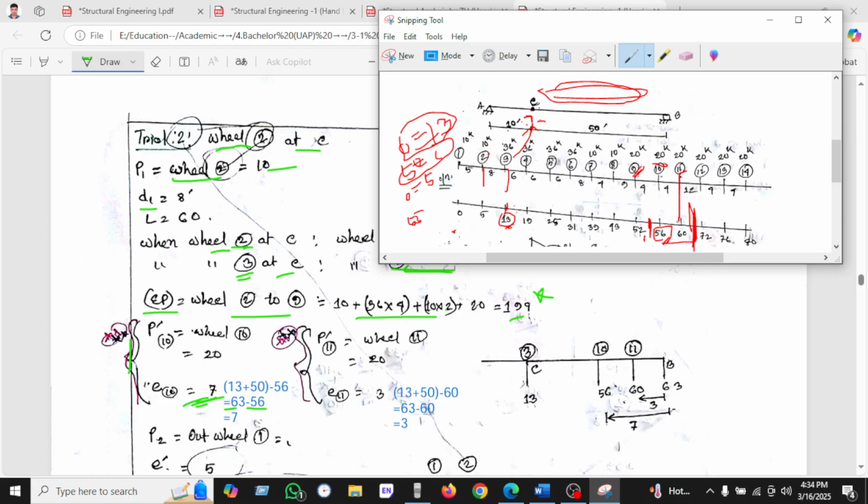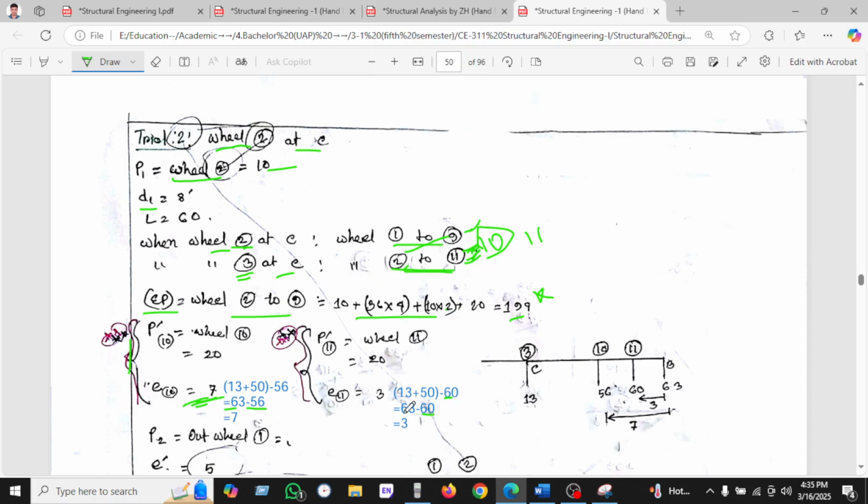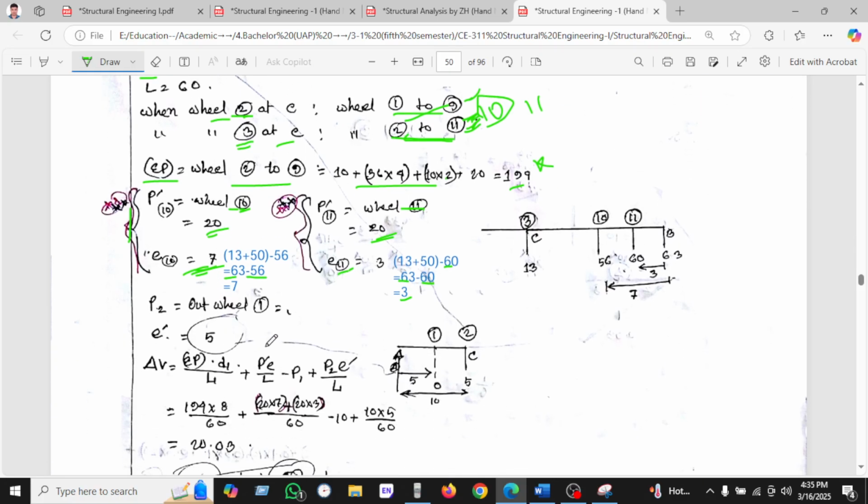11 is situated at 60. So 60 minus 63 will be 3. This is the second one, which is wheel 11, and it is the load of wheel 11, and wheel 10 is what we have been calculating and showing here.